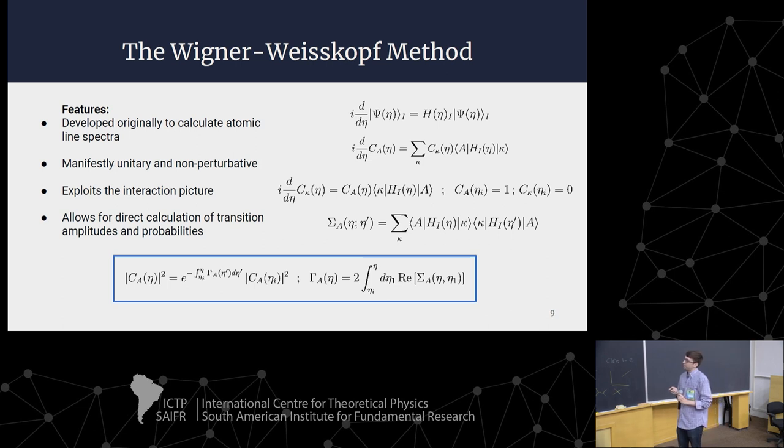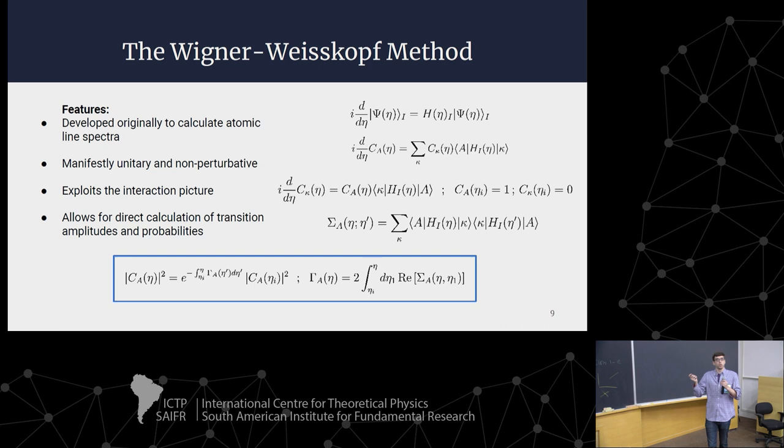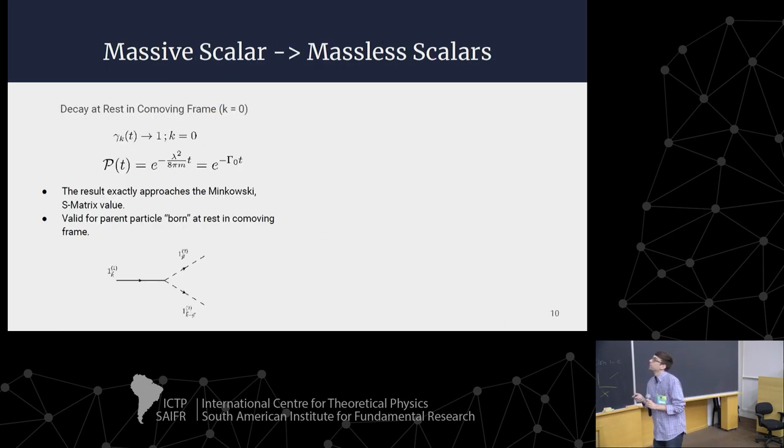Obviously, if this gamma, which is going to in fact be the decay rate, is time independent, then it just comes out and you get an e to the minus gamma t, the usual exponential decay. So what do you do then to use this method? You compute the self-energy, plug it into this formula, and look at the results. So that's what I'm going to do. So let's consider first as a model, a very toy model, a massive scalar decaying to two massless scalars.